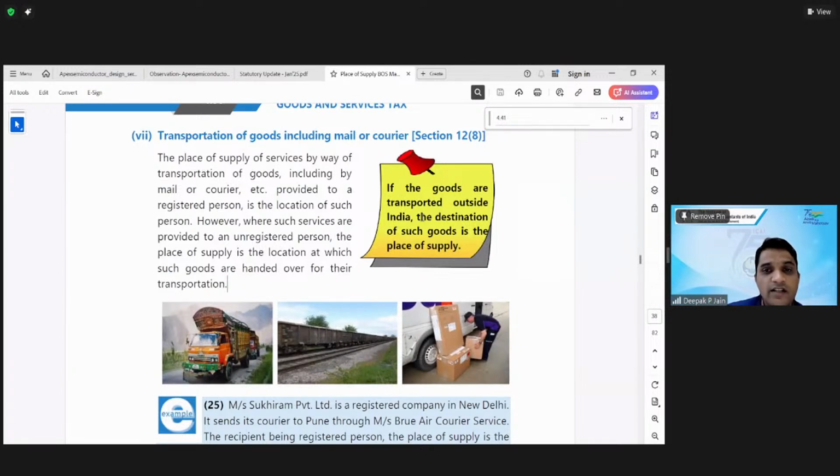Now, another aspect which has to be kept in mind very importantly is that in both the cases, if the goods are being transported outside India, then the destination of such goods is the place of supply, which means if it is outside India, then it will be an export service because the place of supply will be the destination. So generally it is the source when an unregistered person comes, but when the destination is outside India, then the place of supply is the destination of such goods.